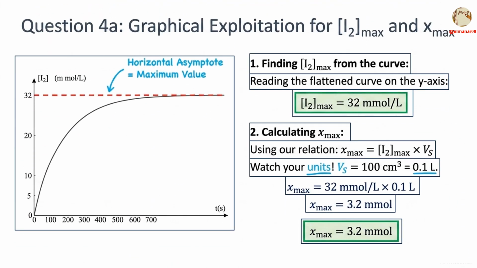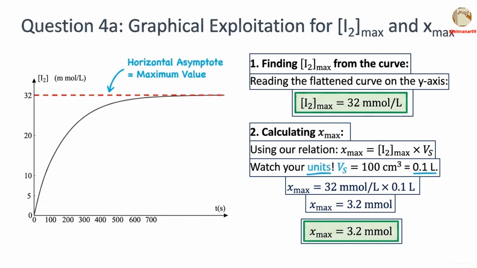Time for some graphical detective work for question 4a. Look at the experimental curve. Notice how it rises quickly at first and then flattens out? That flat part is a horizontal asymptote representing the maximum concentration possible. By reading the y-axis where the curve stabilizes, we find I2 max equals 32 millimoles per liter.